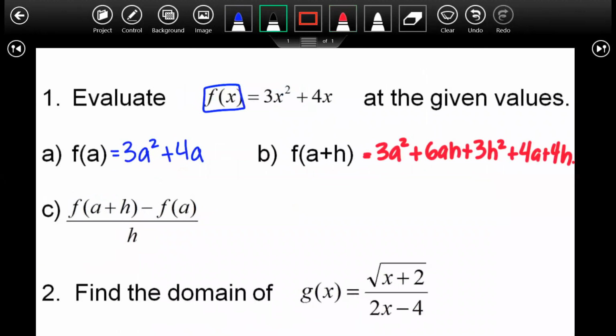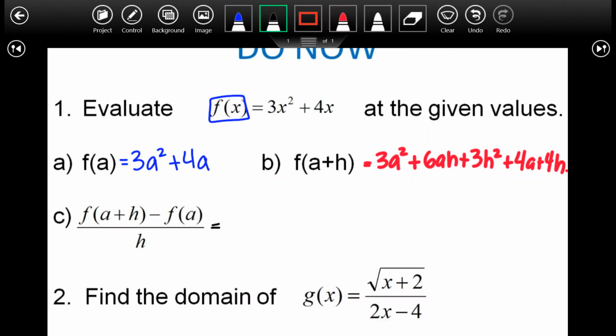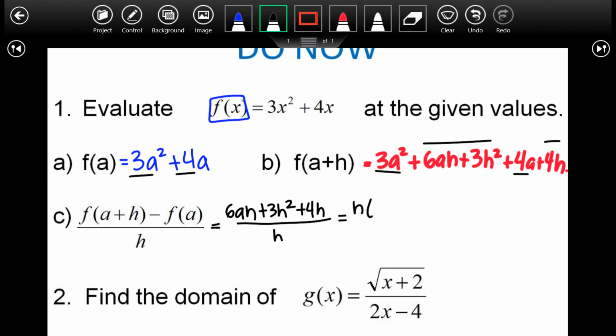The next one down below, we have to simplify this out. I'm going to do this all in one term because I'm subtracting out both of these. My 3a squared terms are going to go away. My 4a is going to go with my 4a, leaving me just whatever's remaining here. So I should get 6ah plus 3h squared plus 4h, all over h. Then we also want to pull out the h to reduce down. When we reduce, we get 6a plus 3h plus 4.